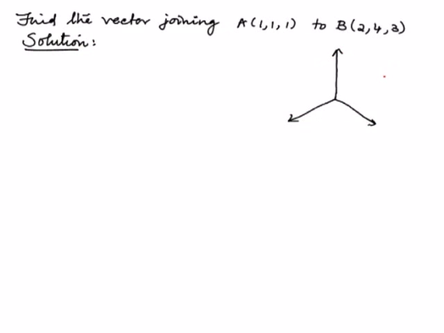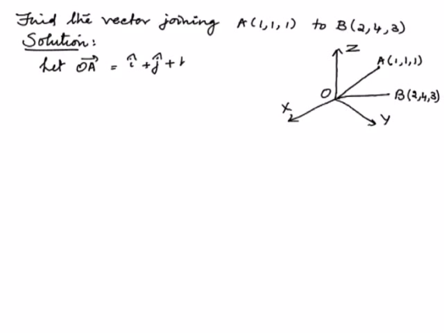The x, y and z axes are taken. O is the origin of reference. Consider 2 points A and B with coordinates A of 1, 1, 1 and B of 2, 4 and 3. Then the position vector OA is given to be i vector plus j vector plus k vector, and OB is equal to 2i vector plus 4j vector plus 3k vector.